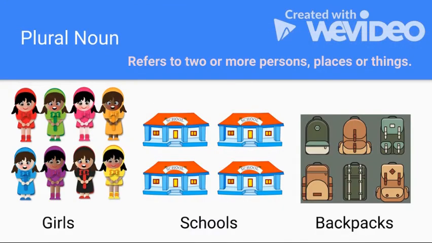The plural form of a noun refers to two or more persons, places, or things. There are several different rules about forming plural nouns. A plural noun indicates that there is more than one of that noun, while a singular noun indicates that there is just one of that noun. Regular plurals follow this rule and other similar rules, but irregular plurals are not regular and don't follow a standard rule. Some examples are girls, schools, and even backpacks, which are all made plural with the S at the end.